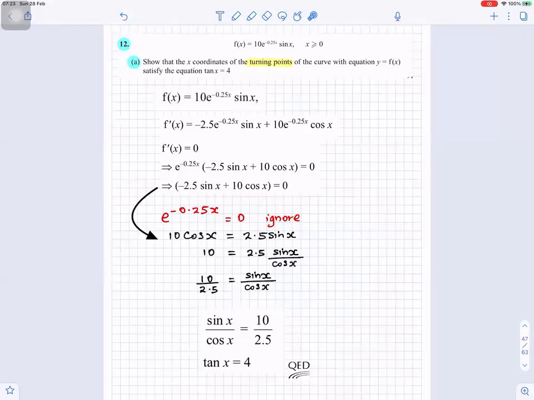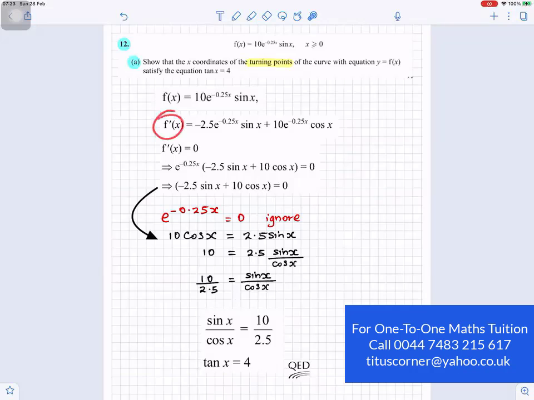So what you want to do is you've got f of x. Because it says turning points, that means you differentiate. Because at a turning point, dy over dx equals 0. So f dash of x is the same as dy over dx. That means you differentiate f of x, and then you put it equals to 0. dy over dx is equal to 0 at turning points. So when you differentiate that, you put it equals to 0.